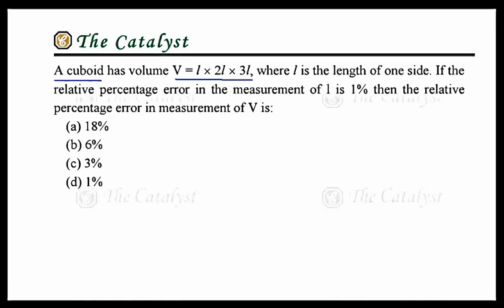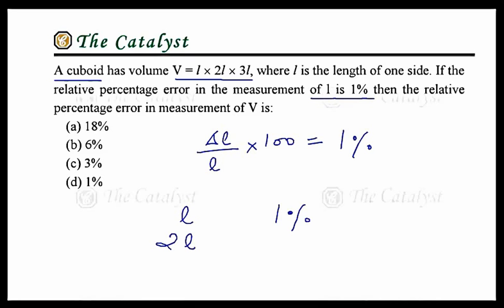Now, if the relative percentage error in the measurement of L is 1%, that means relative percentage error is what? 1%. Then the relative percentage error in the measurement of V, right? Now, if the percentage error in L is 1%, in 2L also it will be 1%, because just multiplying it by 2 does not mean that the error will also increase to 2%. It will remain 1% only.